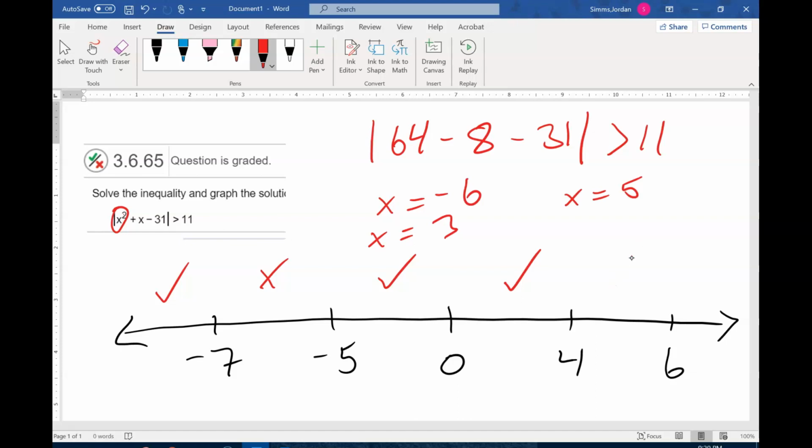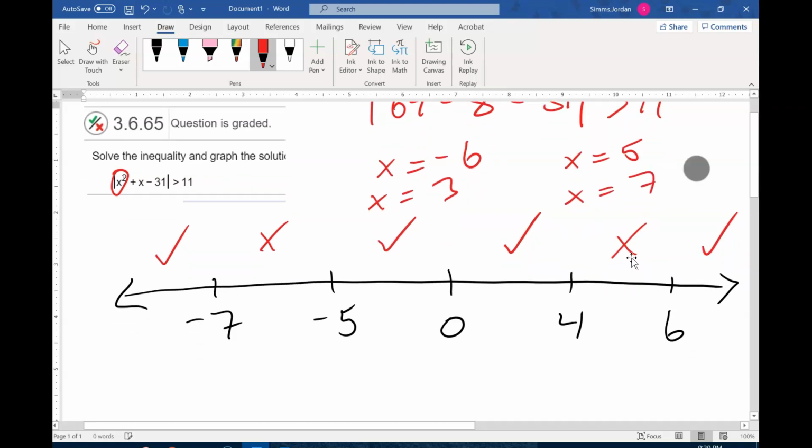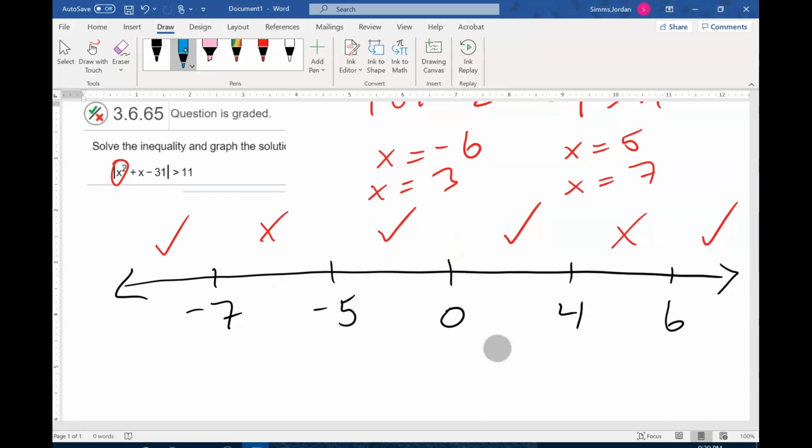So, sorry, x didn't come out 5, did it? I'm just looking at my notes here. 30 minus 31, yeah. 5 doesn't work. But then I checked x equals 7, and that works. So again, hopefully you can see the same type of thing, but once we visualize it all on the number line, then it becomes quite easy.